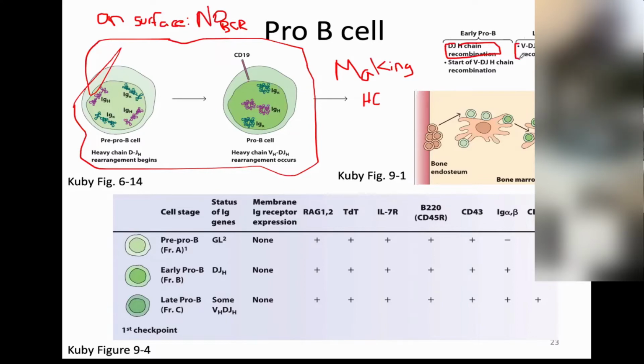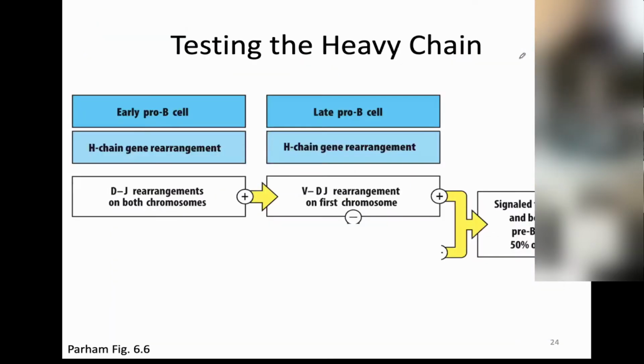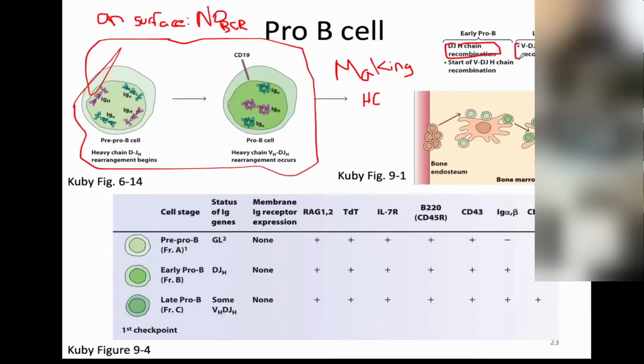So we make the heavy chain first. We make the heavy chain as a pro-B cell. That is the pro-B cell's job. The pro-B cell is going to first put a D heavy with a J heavy, and then put a V heavy with a DJ heavy. And so that's the job of a pro-B cell.